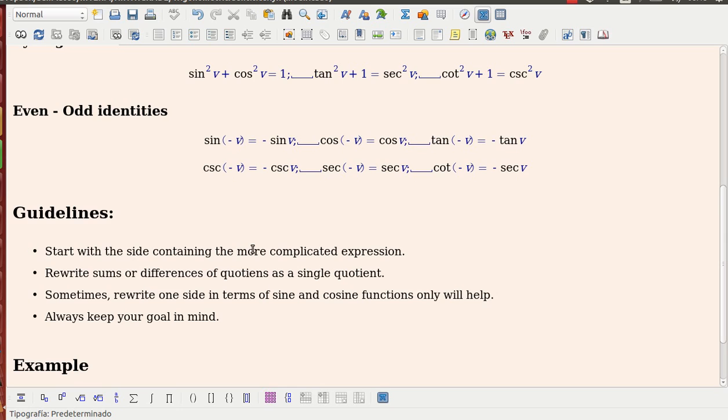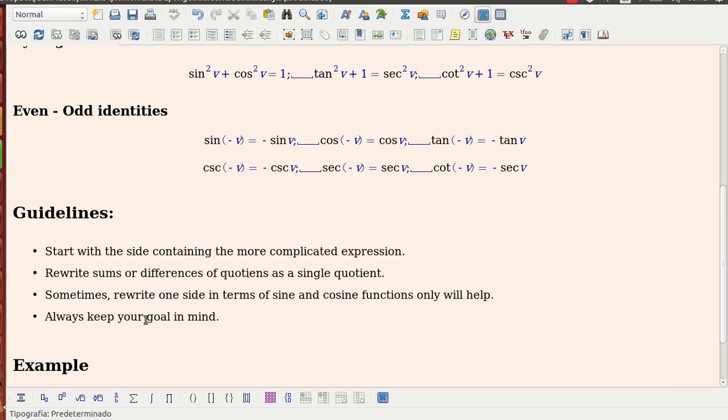Start with the side containing the more complicated expression. Choose the more complicated expression to work first. Rewrite sums or differences of quotients as a single quotient. Try to do additions to get just one quotient. Sometimes rewriting one side in terms of sine and cosine functions only will help. Use sine and cosine as you like.